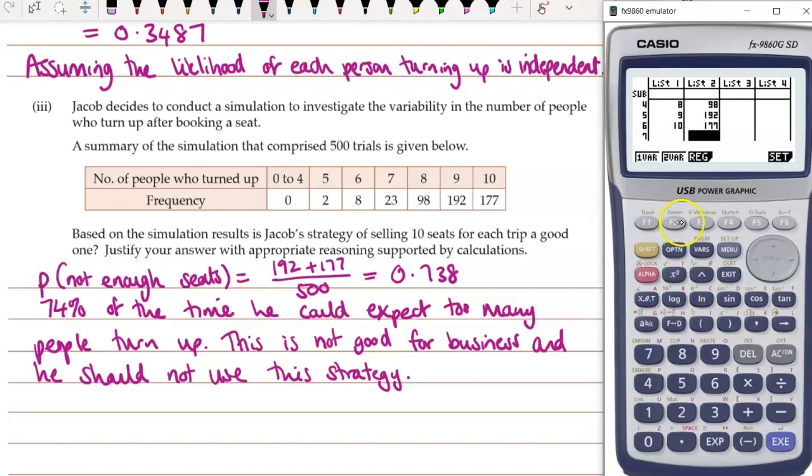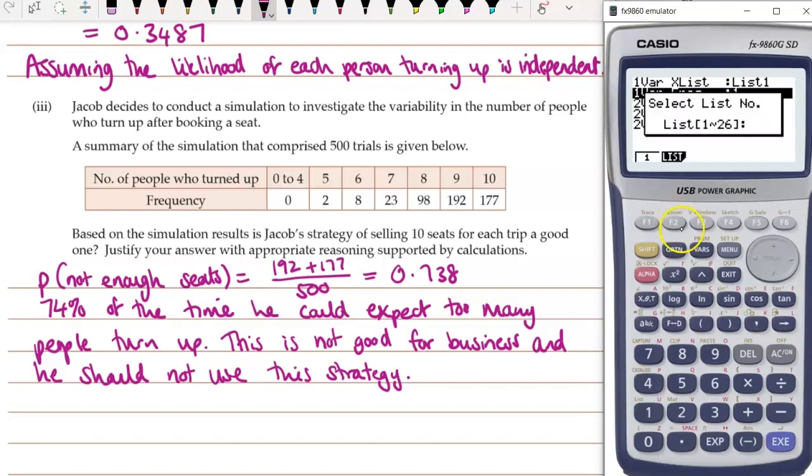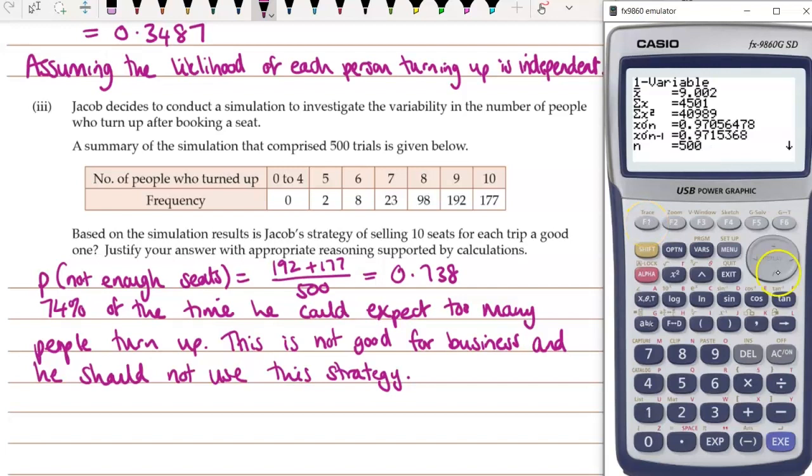So if we go to calculate and in our settings on F6, we've got the thing that we have listed as X in list 1, that's correct. But the frequency, we go to the F2 button and tell it that it's in list 2. Okay, now we go to one variable calculations and it tells us that the expected value here is represented by X bar, so that's a 9.